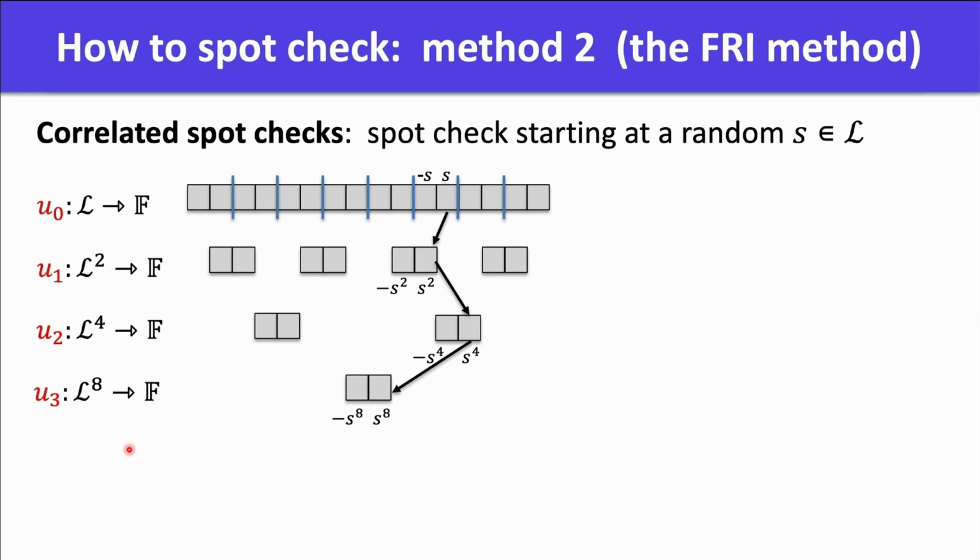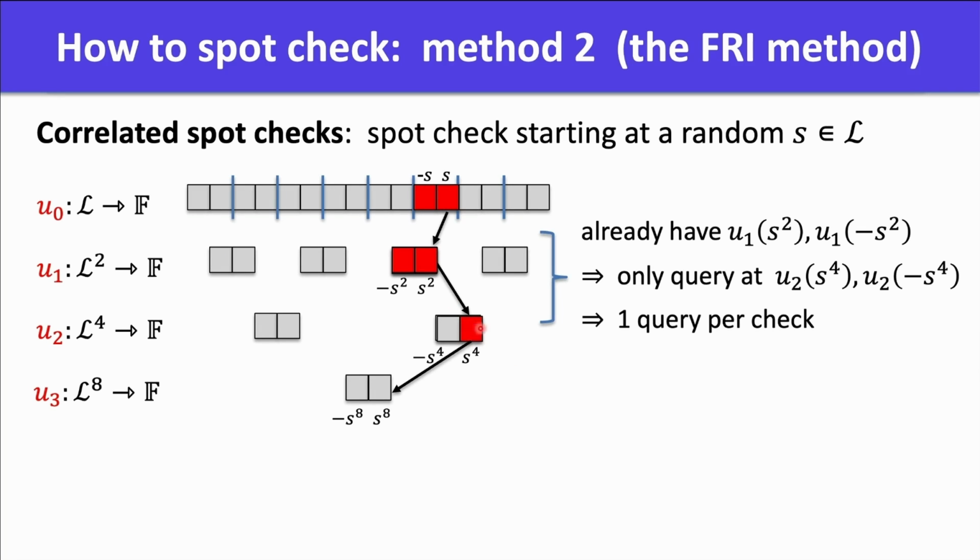So why is this correlated spot checking method that FRI uses better than the decorrelated spot checking method that method 1 did? If you think about this for a second, in this case, we are spot checking S squared using S and minus S. But now when we want to spot check S to the fourth, we already opened minus S and S squared, so we don't have to open another random point. So the verifier only has to query for S to the fourth of U2 and already use the values that it has from the previous spot check to verify that this S to the fourth is correct.